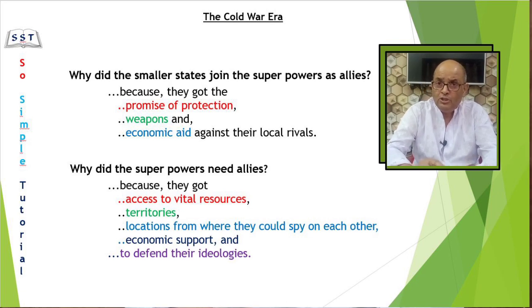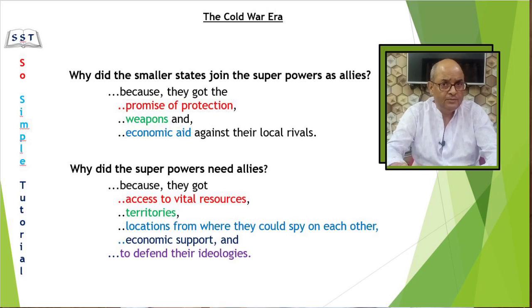Let us now see what the superpowers got in return. First of all, they got access to the vital resources such as oil and minerals. The smaller countries like those located in the Middle East were a source of vital resources such as oil, minerals, raw materials, etc., which could be beneficial for the superpowers to wage a war.